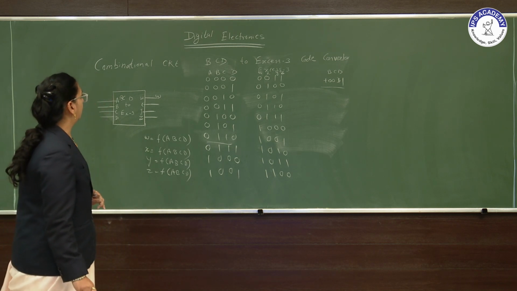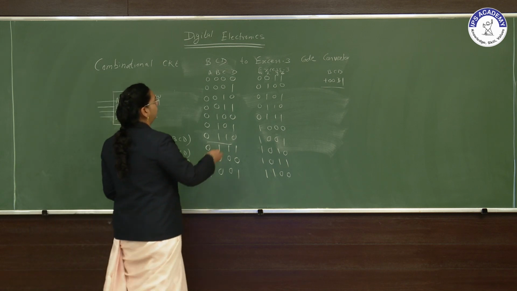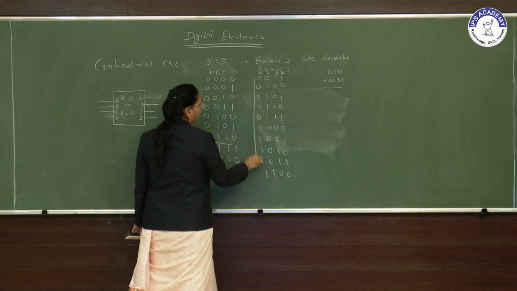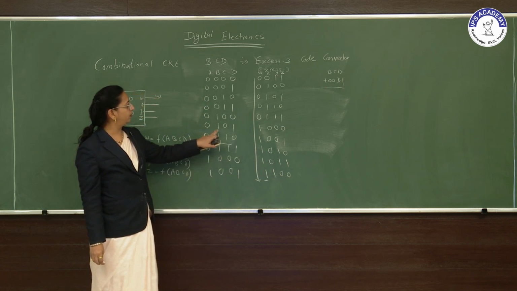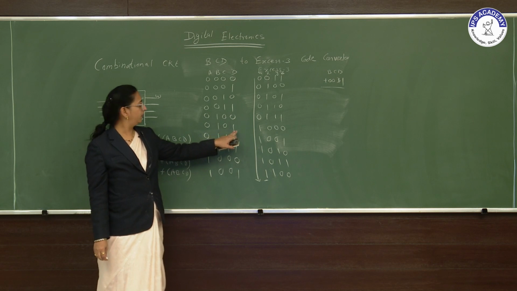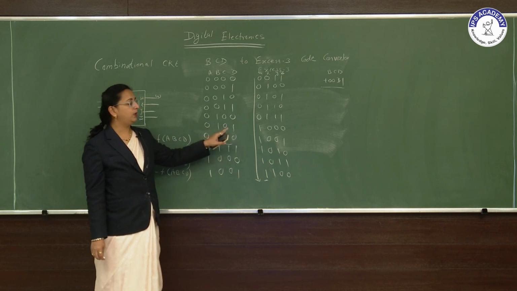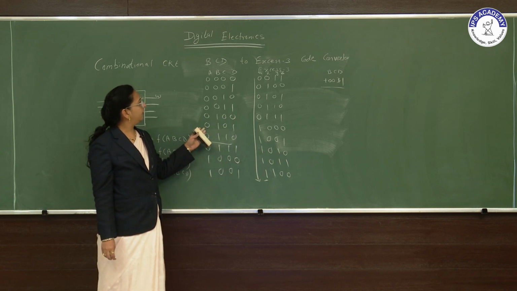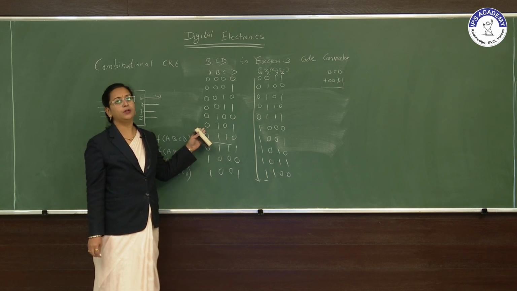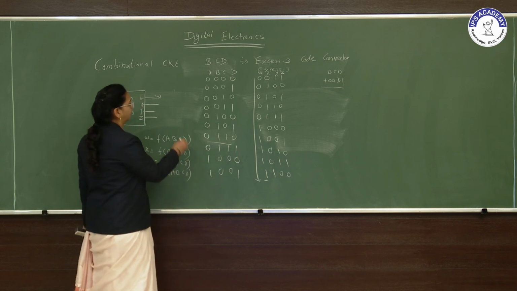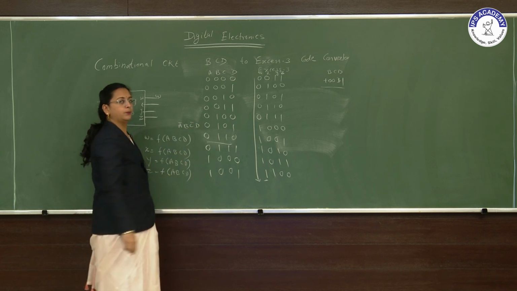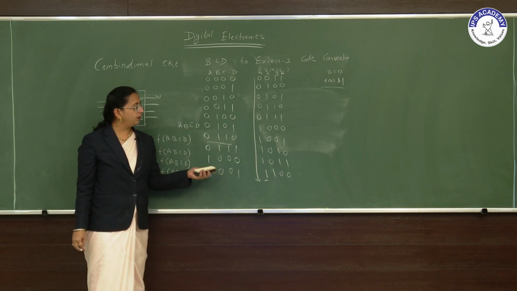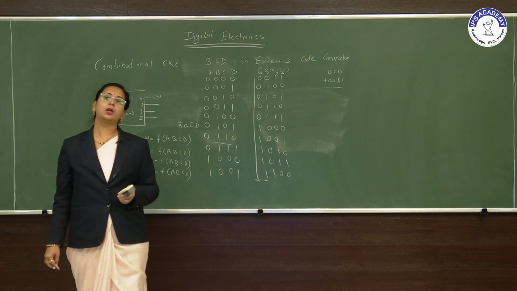Now look at the truth table. This W is equal to 1 when the input A, B, C, D is A complement, B, C complement, D. It is 0, 1, 0, 1. If we write this 0, 1, 0, 1 in variable form, it will be A complement, B, C complement, D. Or we can find this Boolean function through a K-map also.